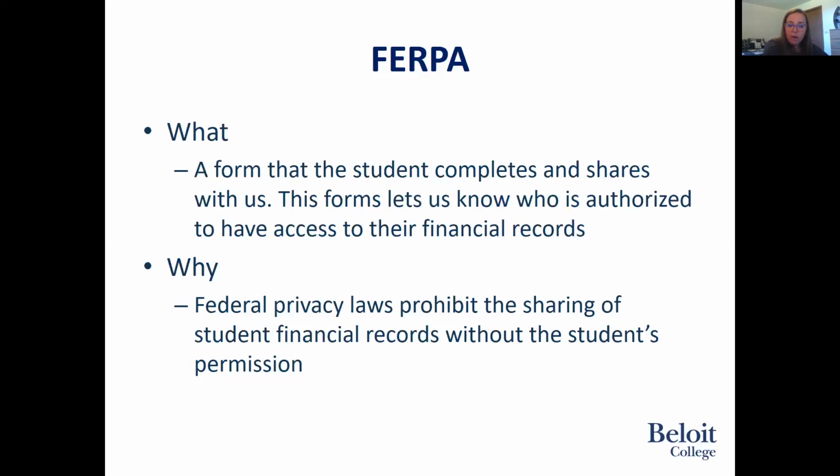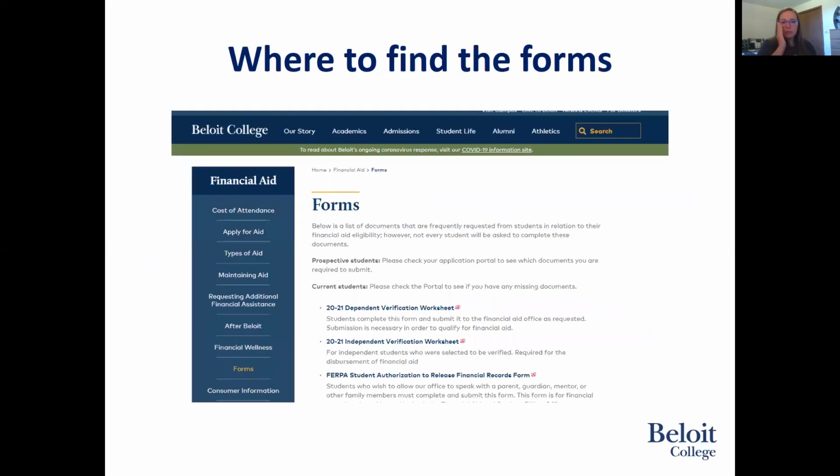So again, why are we requiring this form? It's a federal privacy law that prohibits the sharing of student data or student records without the student's permission. So the student can fill out the form and say, do not give my information out to anyone, or they can check a box that says the following people are allowed to access my financial records. You can list mom, aunt, sister, whoever's going to be helping you with the process. And then that works for us in the financial aid office and the billing department. So let's find out where these forms are located.